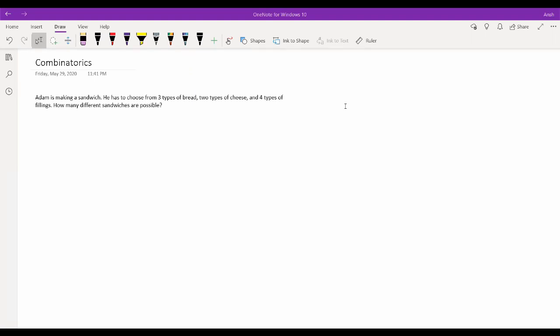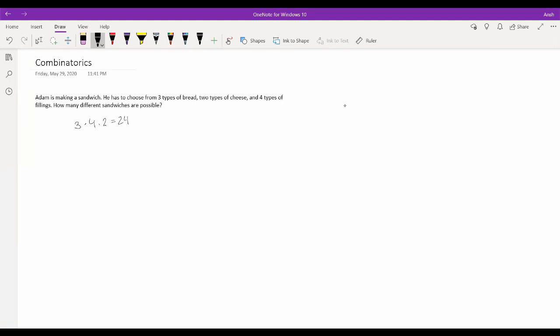So we'll get started with this week through an example question in order to demonstrate one of the fundamental aspects of combinatorics. Adam is making a sandwich. He has to choose from 3 types of bread, 2 types of cheese, and 4 types of fillings. We want to know how many different types of sandwiches are possible. This question just takes a bit of reasoning. We can start by seeing how many ways there are to choose a bread, which is obviously just 3. Then for each of those 3 ways to choose a bread, you have 4 ways to choose a filling, which creates 12 bread filling combinations. And then for each of those 12 combinations, you can also choose 2 types of cheese, which creates a total of 12 times 2 equals 24 combinations.